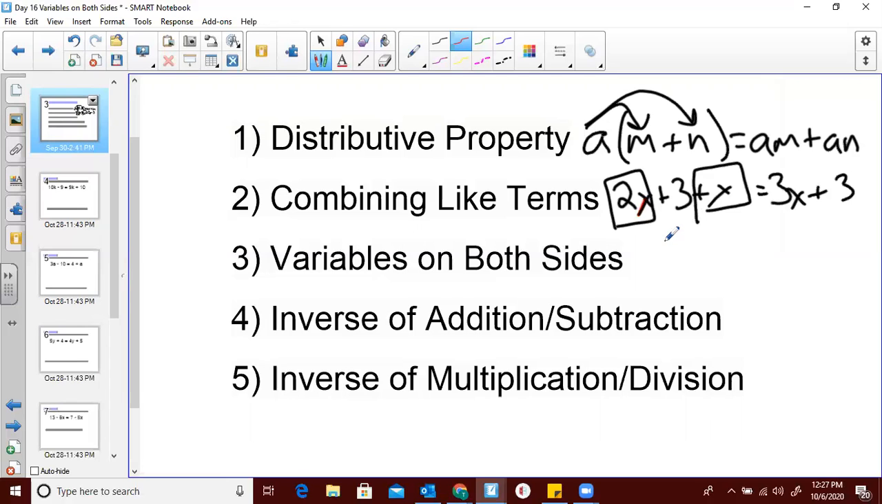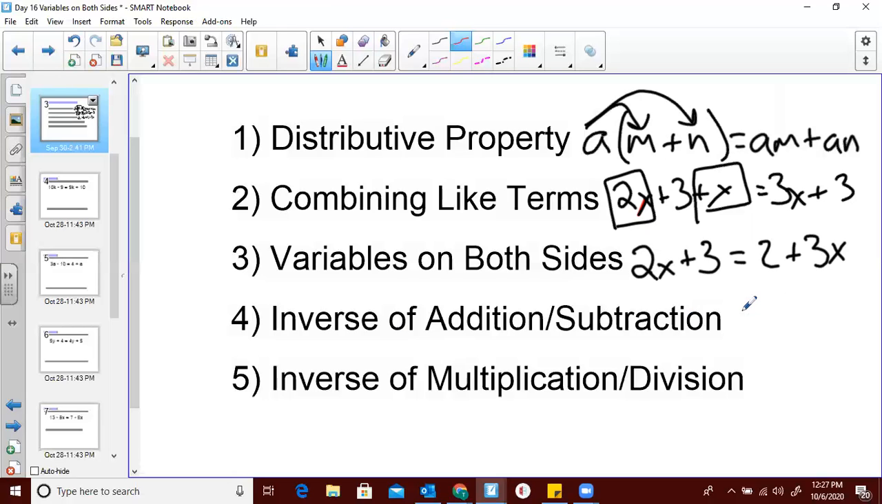Now, when we say variables on both sides, that would be an expression or an equation, sorry, that looks something like this. Okay, and we're going to get into how to solve those. I just wanted you to see one before we got into it. And you remember the inverse of addition and subtraction.